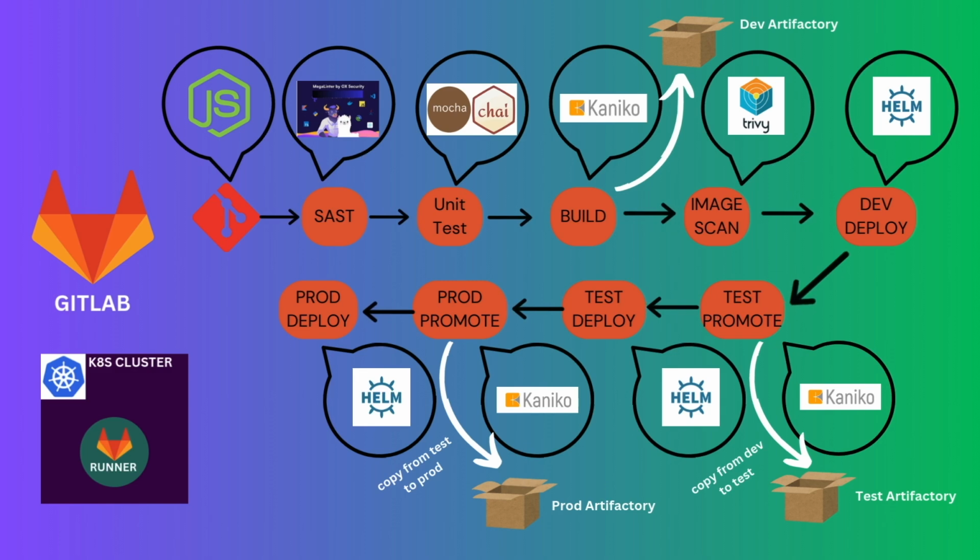Next starts the CD part, where we have three environments: dev, test, and prod. We start with deploying to dev with the dev deploy stage. Then we promote the image to test artifactory with the test promote stage, and then deploy it using the test deploy stage. Similarly, we have prod promote and prod deploy stages also. Going forward, I am going to discuss the tools you can see on the screen for each stage and the implementation as well. So sit tight.